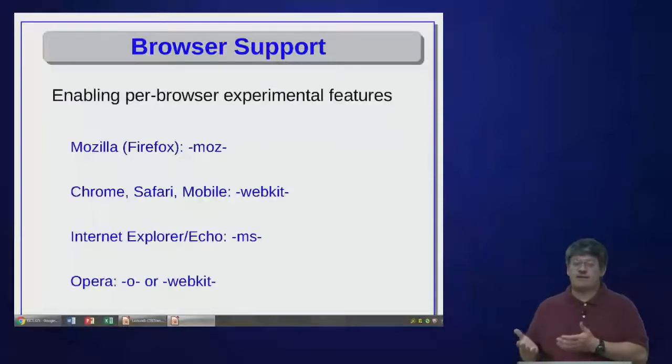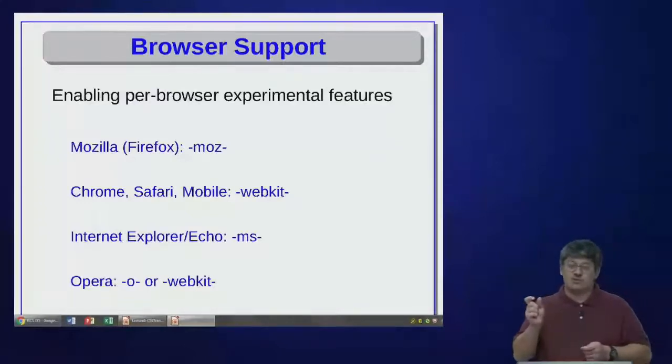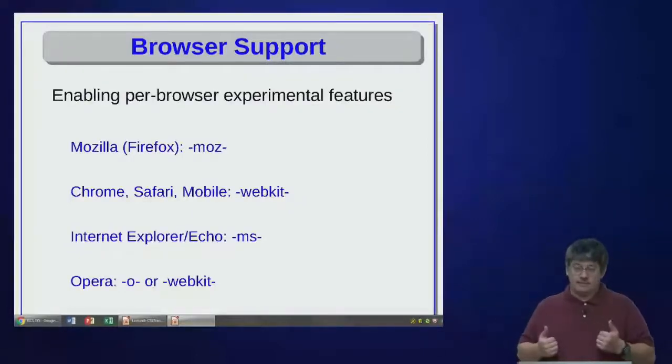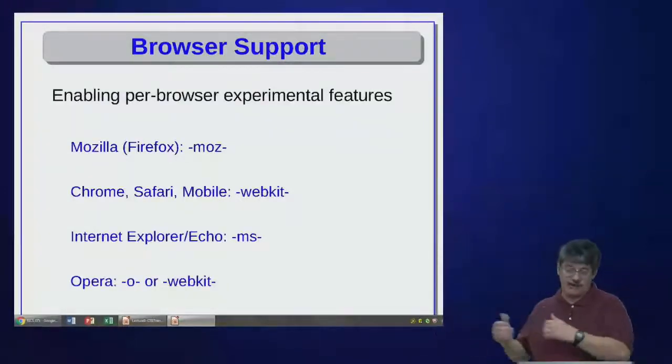So for Firefox and other Mozilla-based browsers, that prefix is -moz-. For Chrome and Safari and most mobile browsers, those browsers use a special rendering engine called WebKit. And so the property is -webkit- and then your property name.